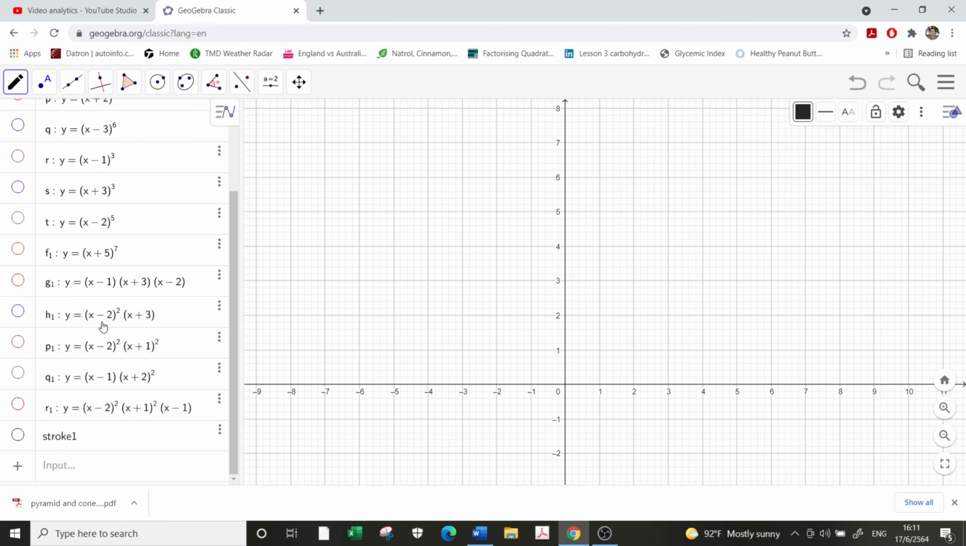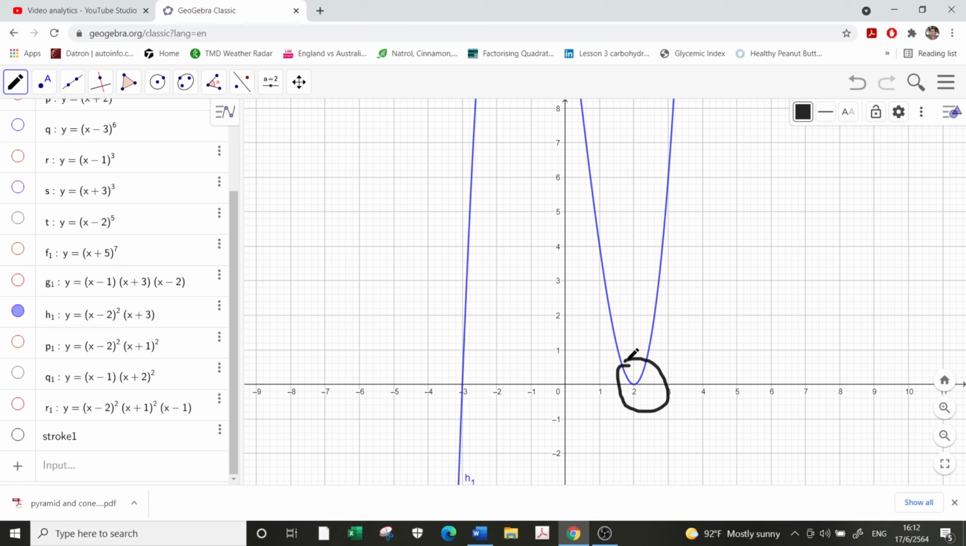In this example, we have x minus 2 to power 2 and x plus 3. So this is a cubic polynomial. And we have an even power here, power 2. And here we have an odd power, which is power 1. Let's draw it. Okay, so at x minus 2, we have an even power. So the graph is touching the x-intercept at 2, then going up. It's not cutting the graph. So this is even power.